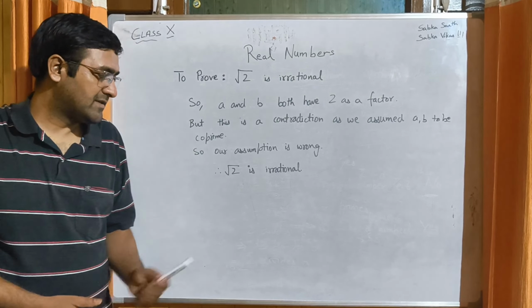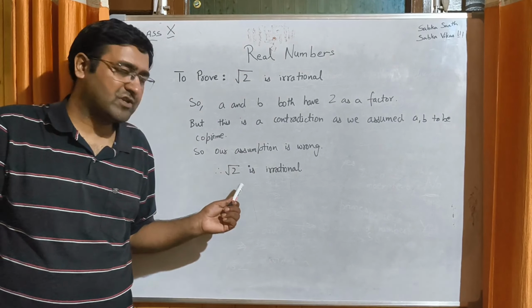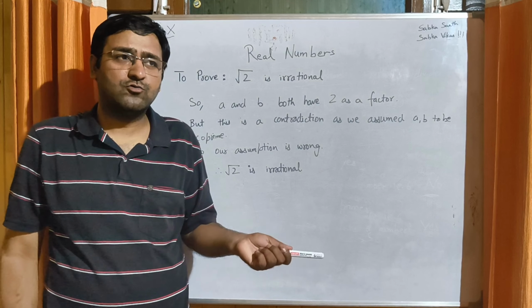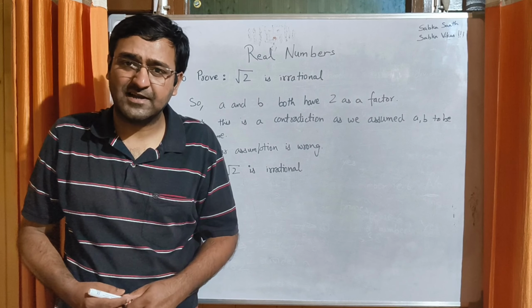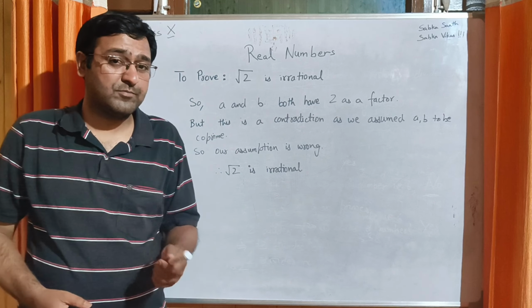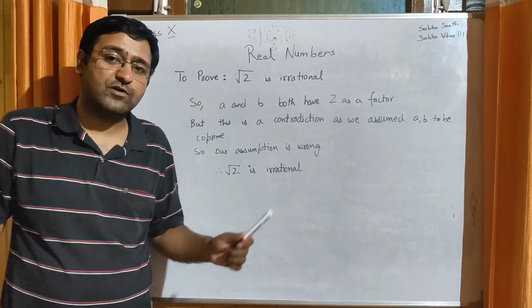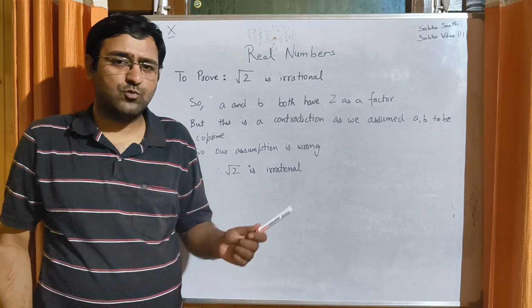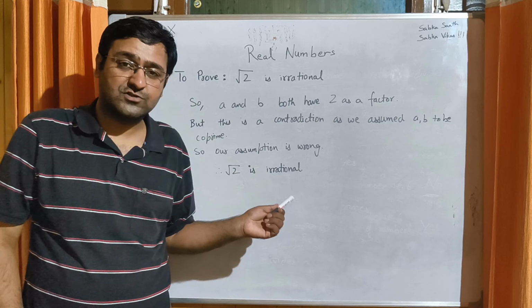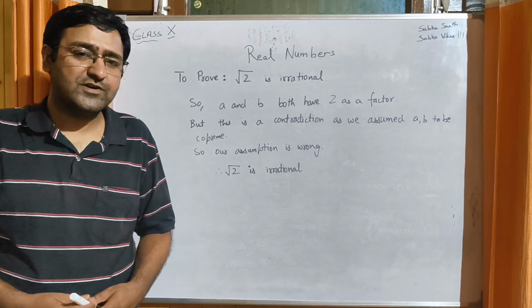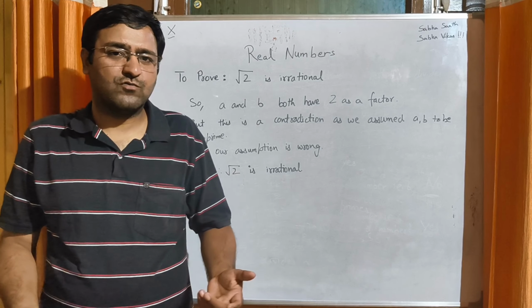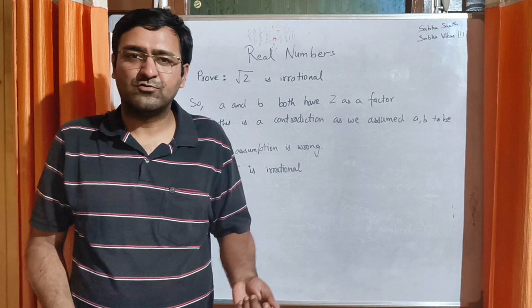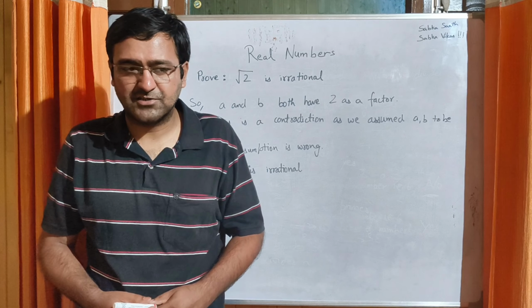So similarly, you can prove that under root 3, under root 5 or under root 7 are also irrational numbers. And do remember, these types of questions are very important for the board exams. In board exams, these types of questions are usually asked. So you can try these questions as homework. You can try to prove under root 3, under root 5 or under root 7 irrational.